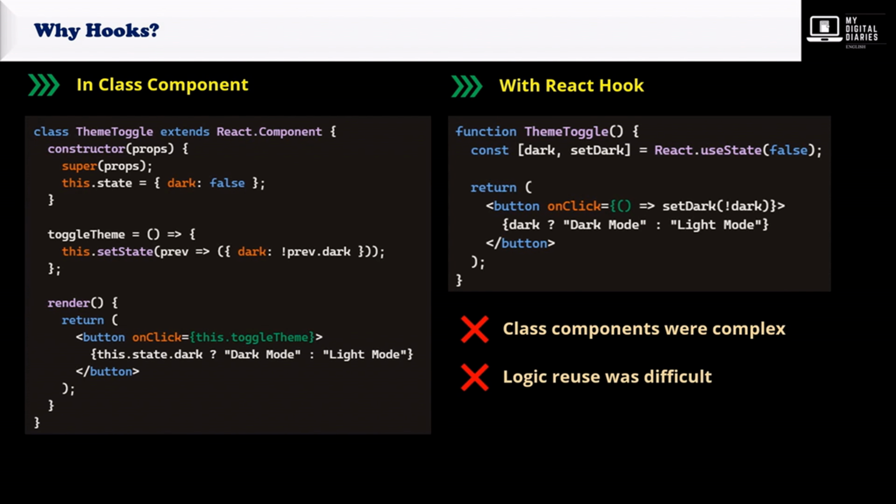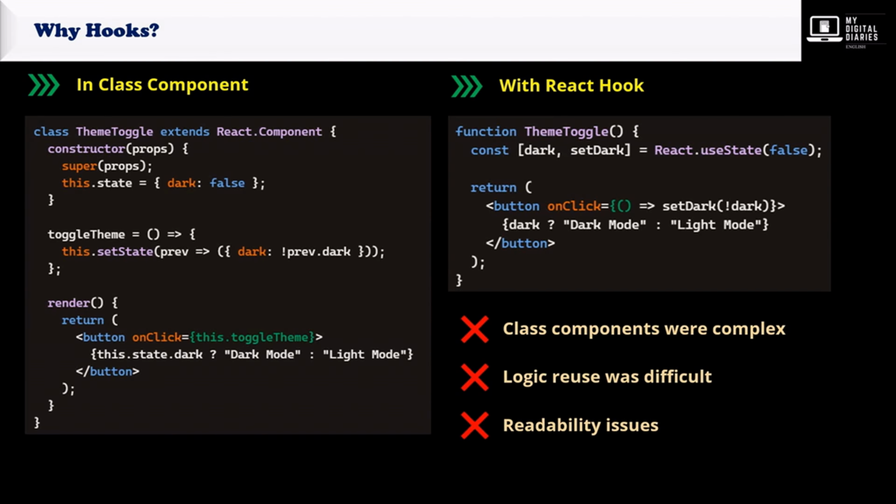Then logic reuse was difficult. As I mentioned, the logic is scattered among the different components, so reusing the logic is very difficult. Developers had to use patterns like higher order components or render props. These patterns work, but they often lead to deeply nested code or too many wrapper components. It becomes messy very quickly. Hooks solve this by allowing us to move reusable logic into a custom hook, which is just a simple function that can be used anywhere.